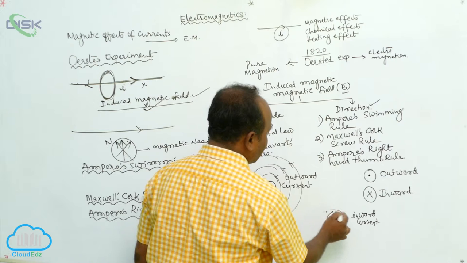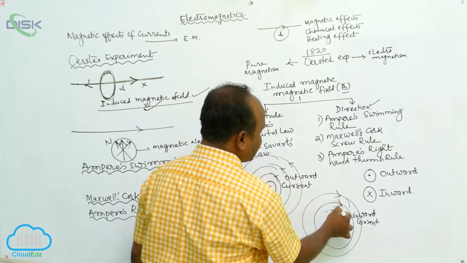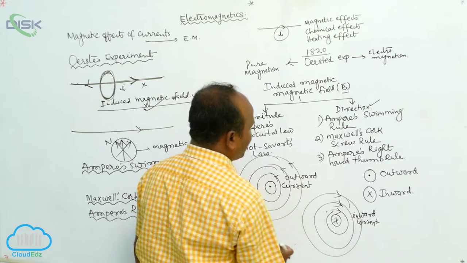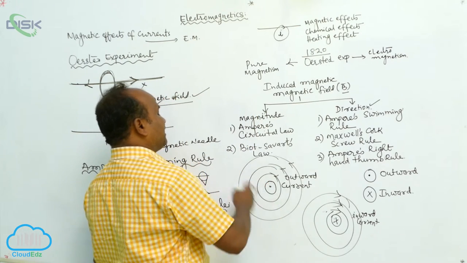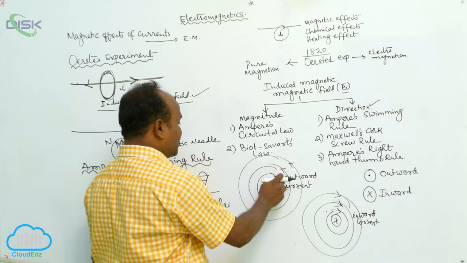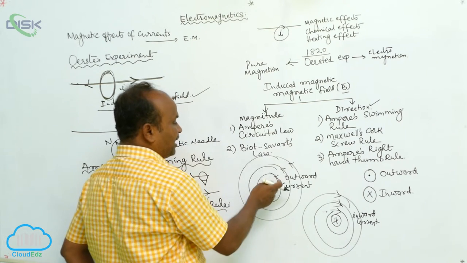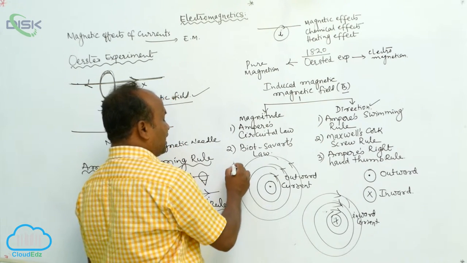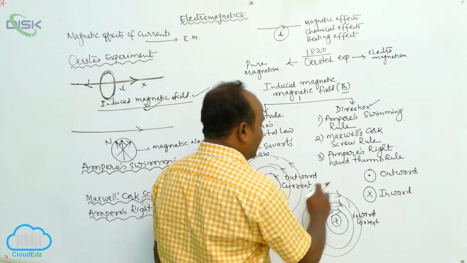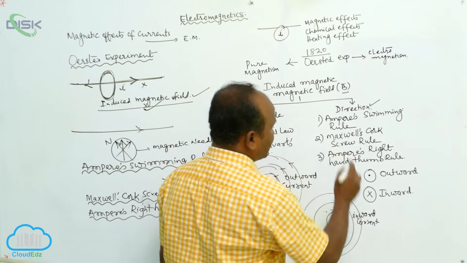The magnetic field lines are like this. For inward current, the magnetic field lines are concentric circles in the clockwise direction. For outward current, the magnetic field lines are concentric circles with an anti-clockwise direction, having this common center. For inward current, the magnetic lines of force are concentric circles with a clockwise direction.